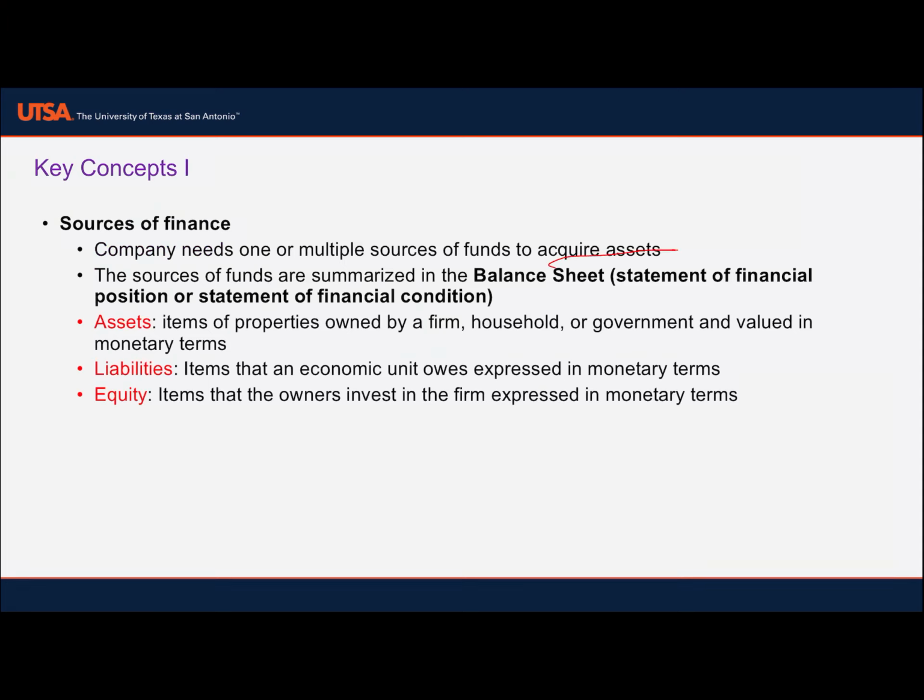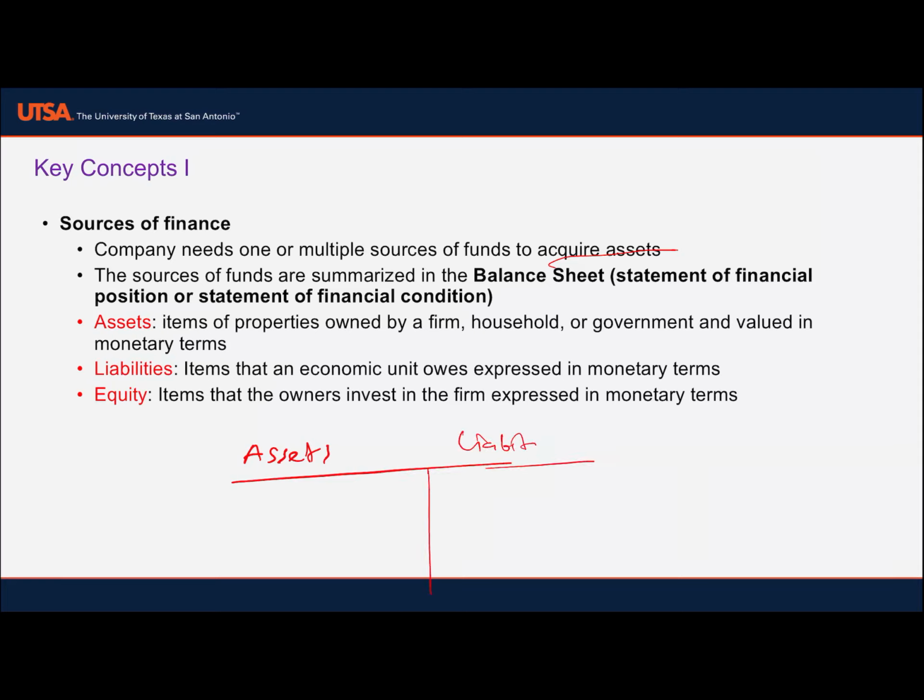Okay, what are the sources of finance? The company needs one or multiple sources of funds to acquire assets, and the sources of funds are summarized in the balance sheet. The balance sheet is, in other words, a statement of financial position or statement of financial condition. And in the balance sheet, you will see assets, liabilities, and equities. Assets means items of property owned by a firm, household, or the government, valued in monetary terms.